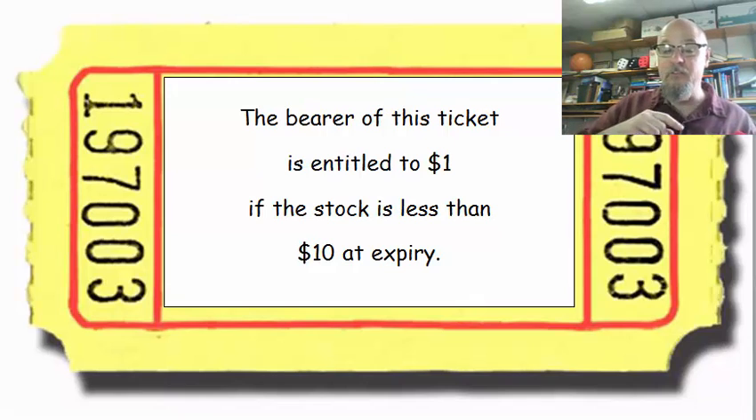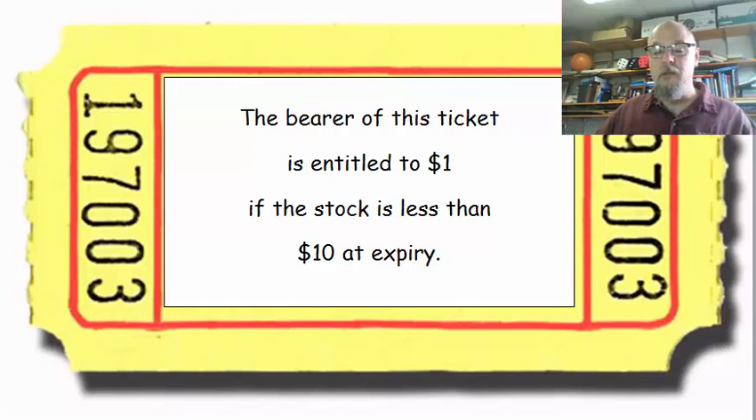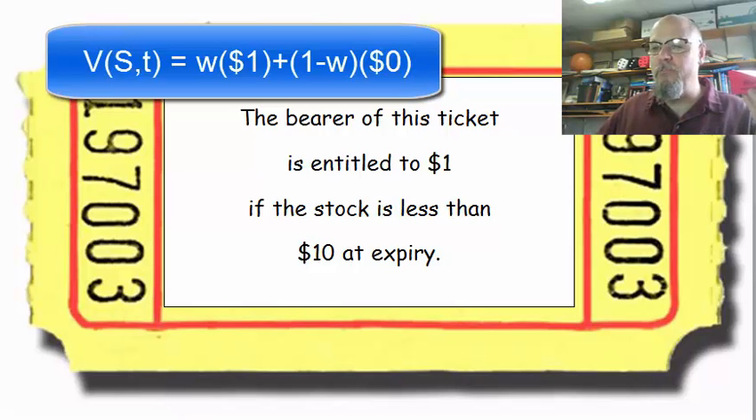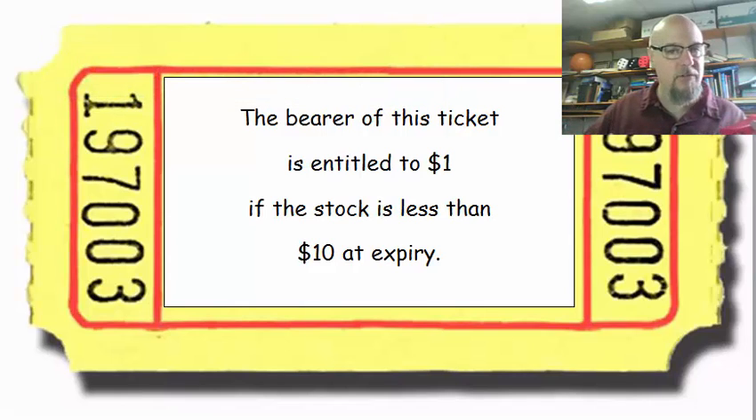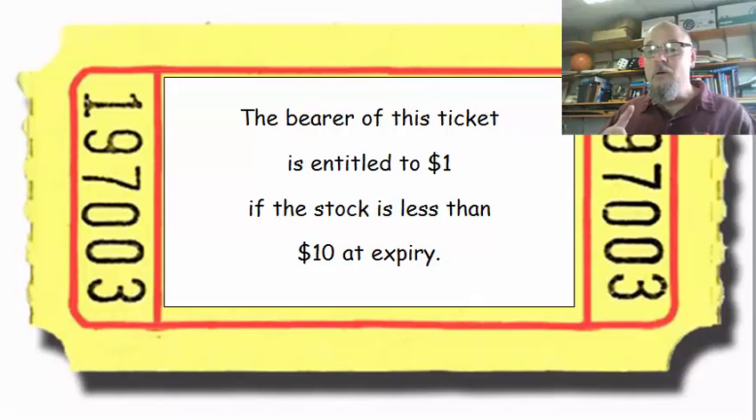So our argument is that this binary put should be worth something in between $0 and $1. It should be a weighted average of the two possible payoffs, and that weighted average should be discounted for time value of money. And we've already argued that its value should be a function of what the current stock price is. It should also be a function of the time left until expiry.